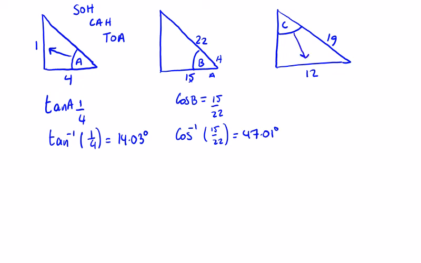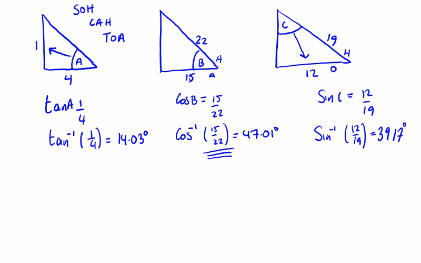And then the last one, you can see C is up the top here. So we have O and we have H. So we're going to use sine. The sine of C is equal to O over H, 12 over 19. So the inverse sine of 12 over 19 is equal to 39.166 or 39.17 degrees. And you can see here with my cos ratio and with my sine ratio, they're both less than 1. They can never be greater than 1. So be really careful with that.